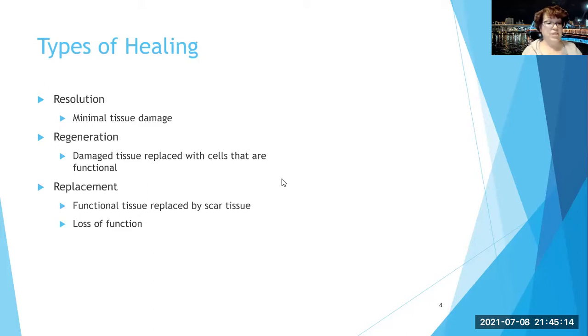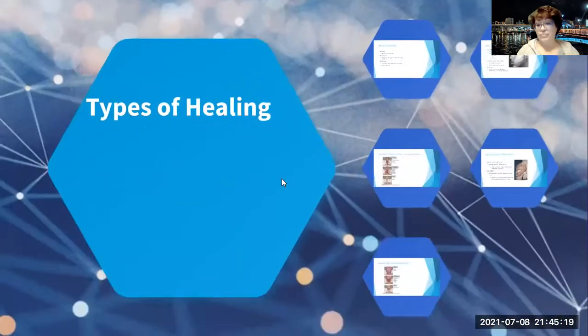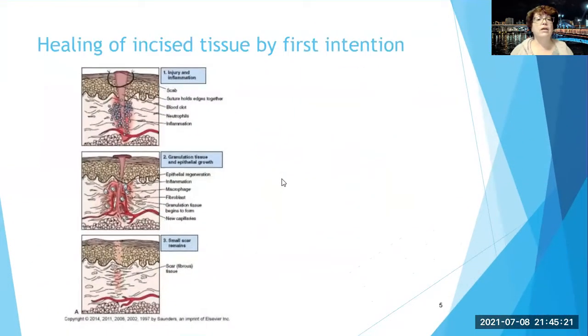Healing by first intention is the process involved when you have a clean wound that's free of foreign material, and it's free of necrotic tissues. The edges are held closely together. So often a surgical incision is this type of healing, because the edges are held close together by sutures. There's a minimal gap between the edges.